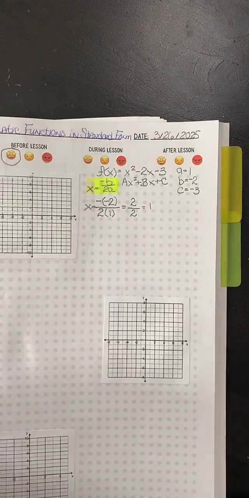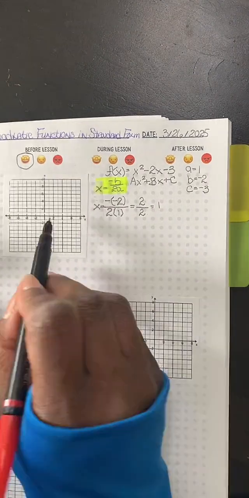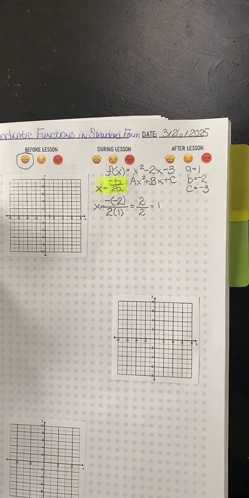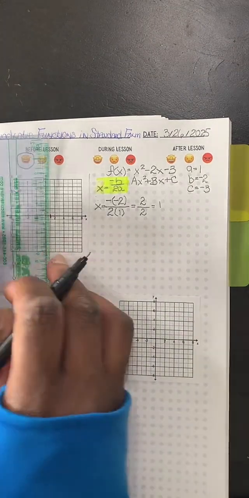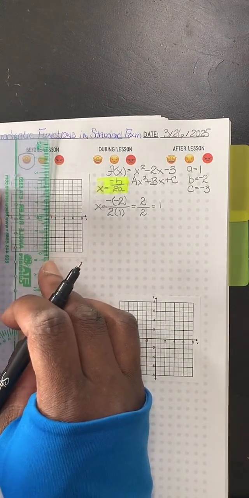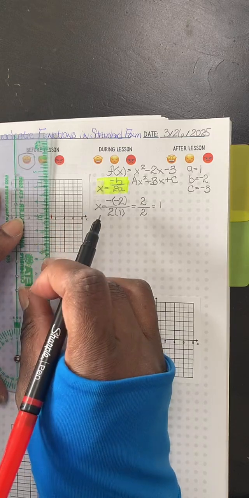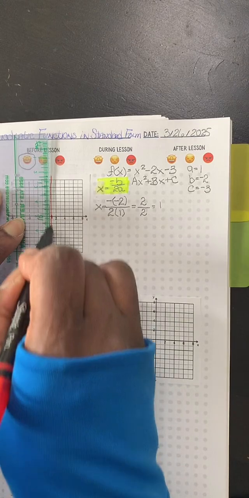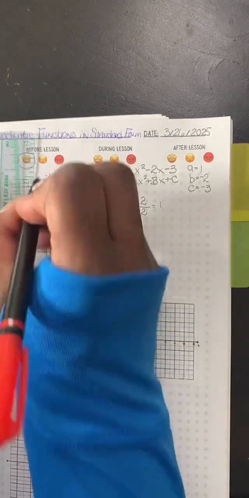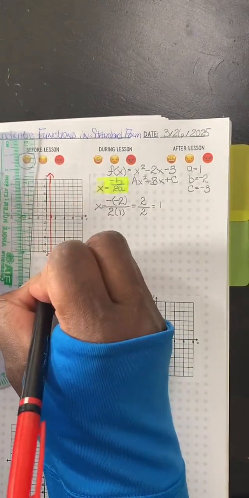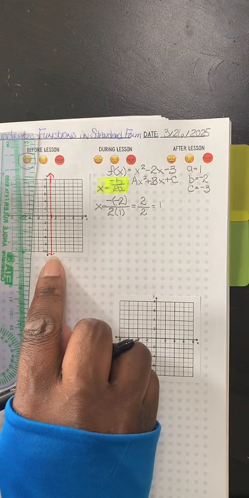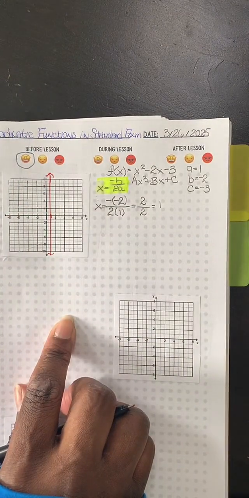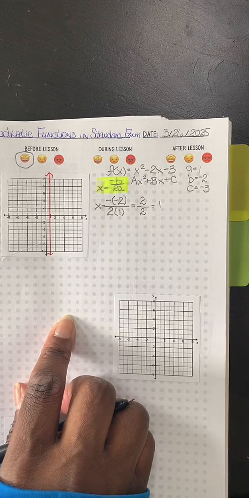So it's basically when my x value is 1, which is right here, I should have a line going right through where x is equal to 1. So that's telling me that my vertex is somewhere on this line. Are we okay? Yeah.